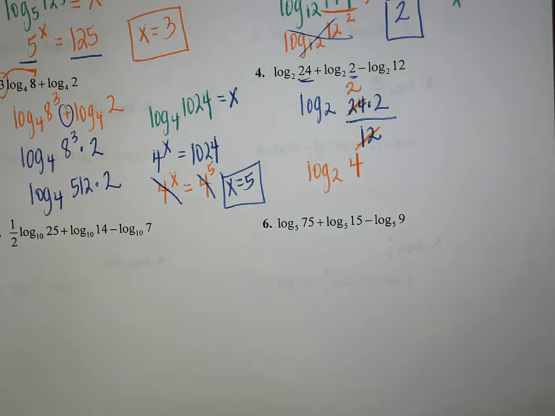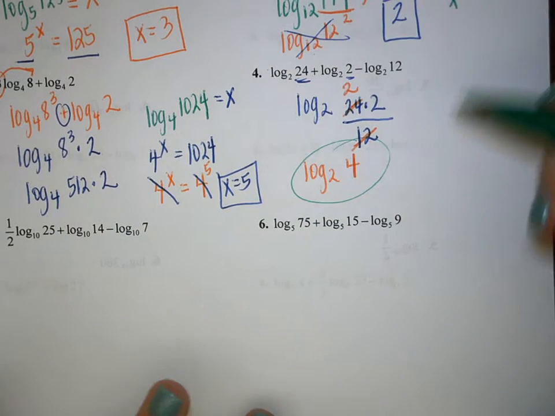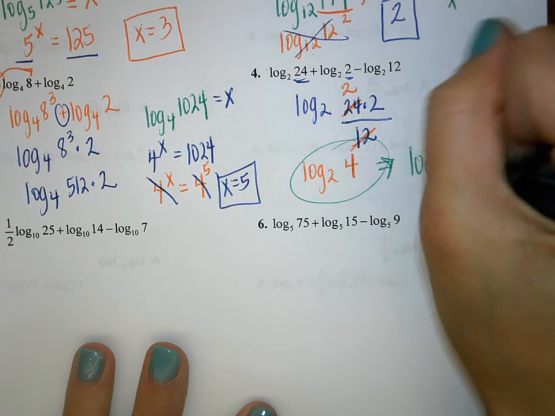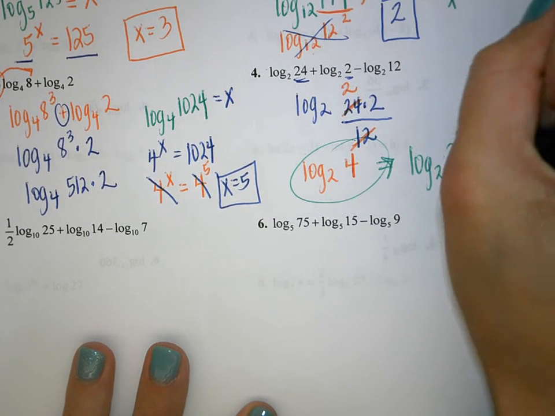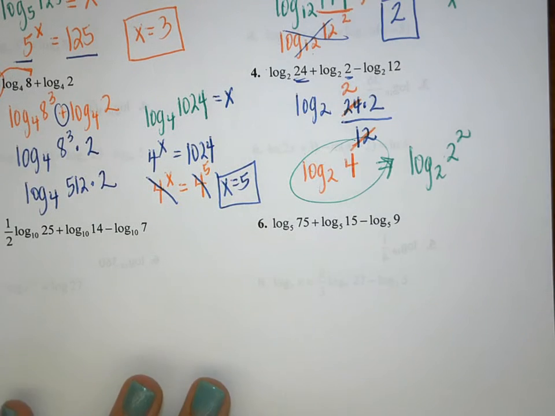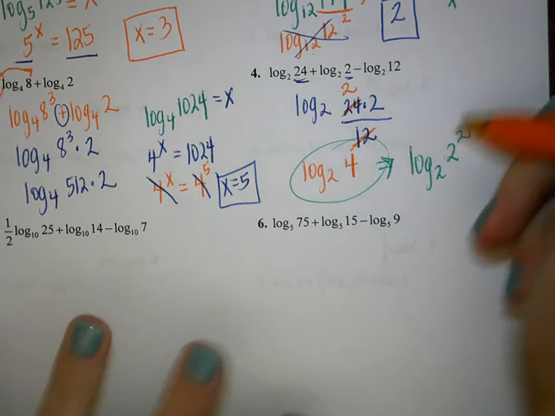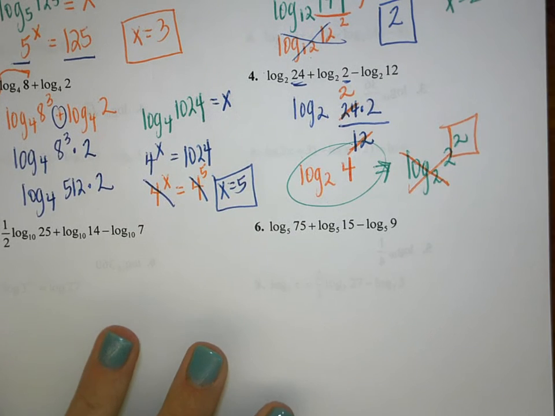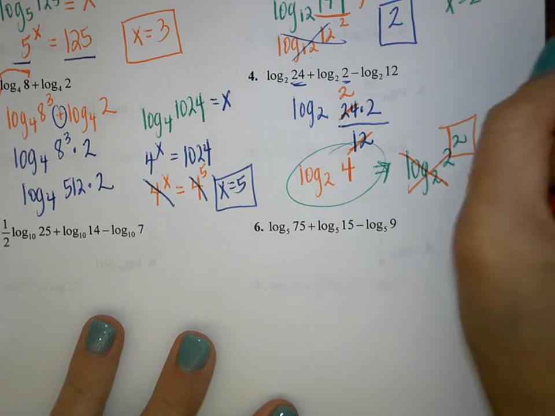And when I look at this now, I know that 4 is 2 to the 2nd power, and I can match that up. And so I get log base 2 of 2 to the 2nd, because 2 to the 2nd is 4. And then these are the 2's that cancel out and leave me with my answer, which is my exponent. So in this case, my answer is 2.